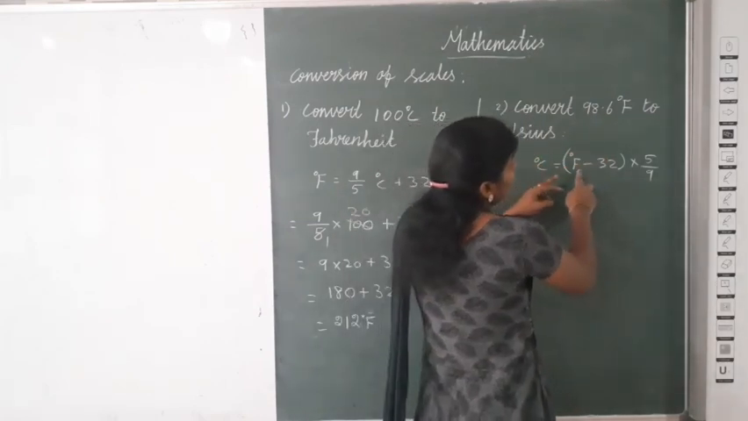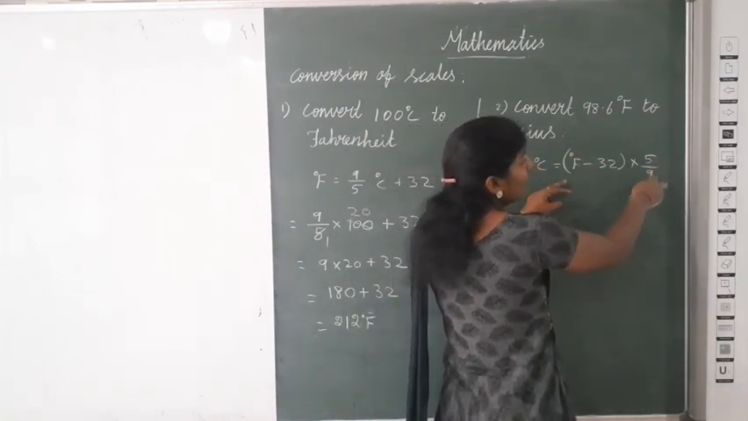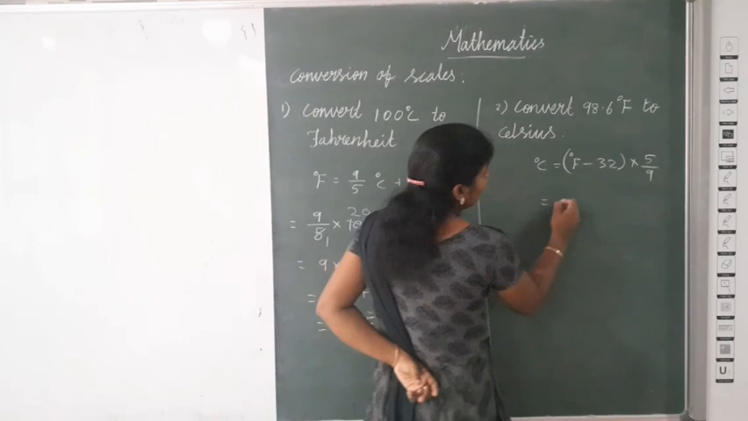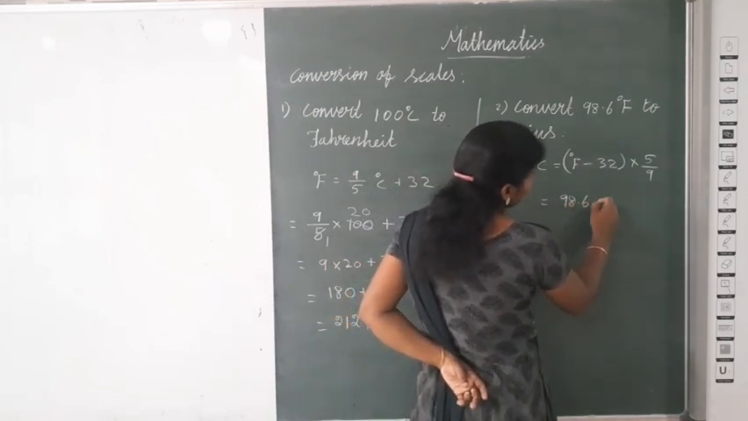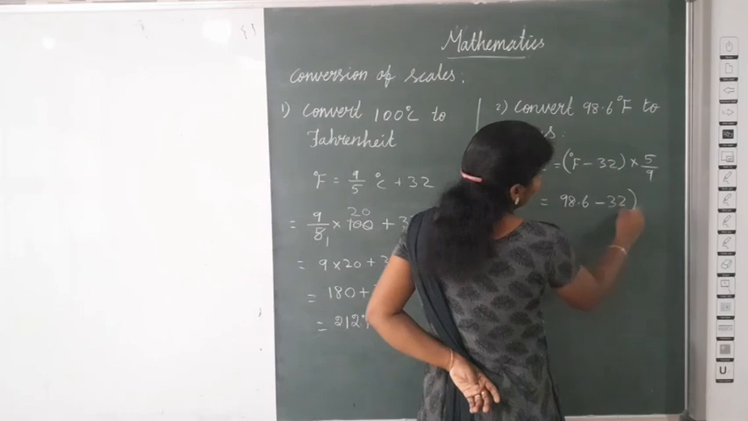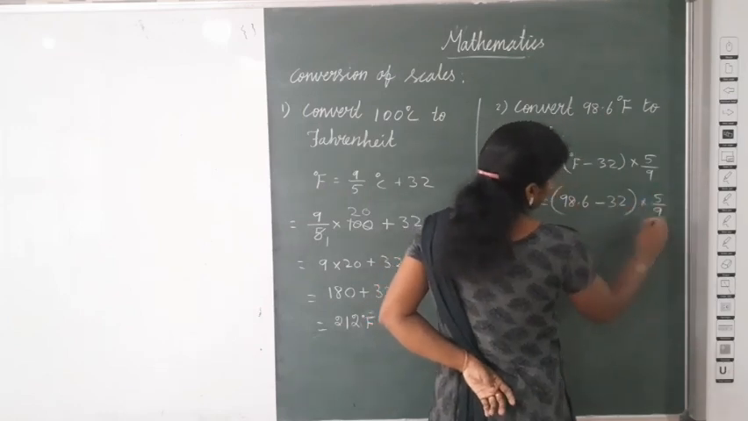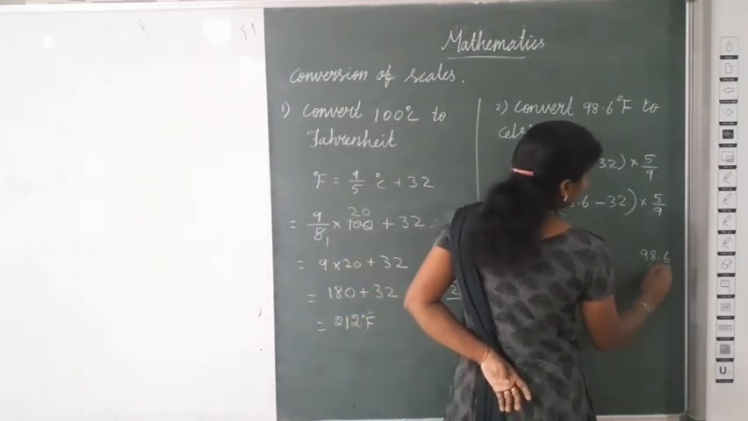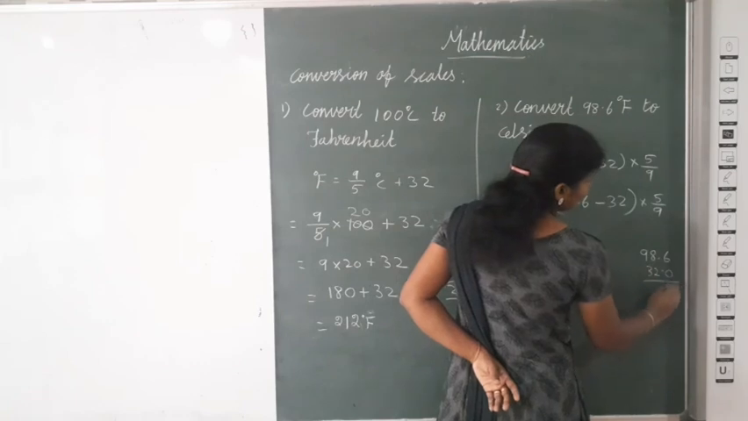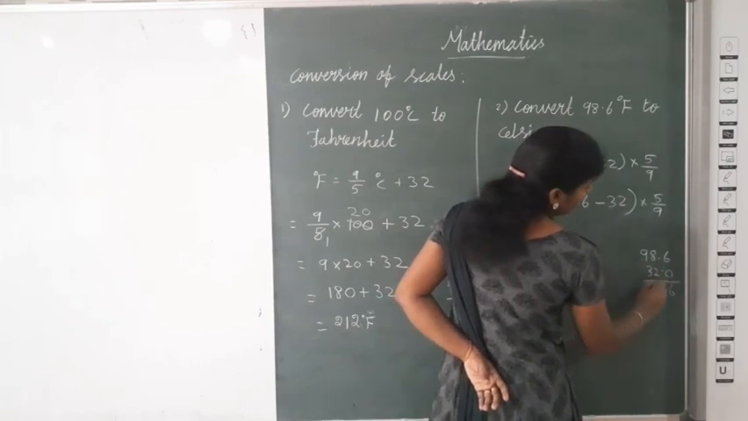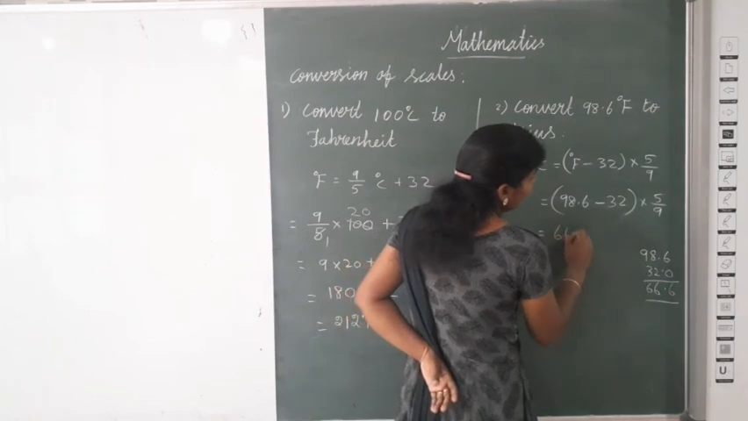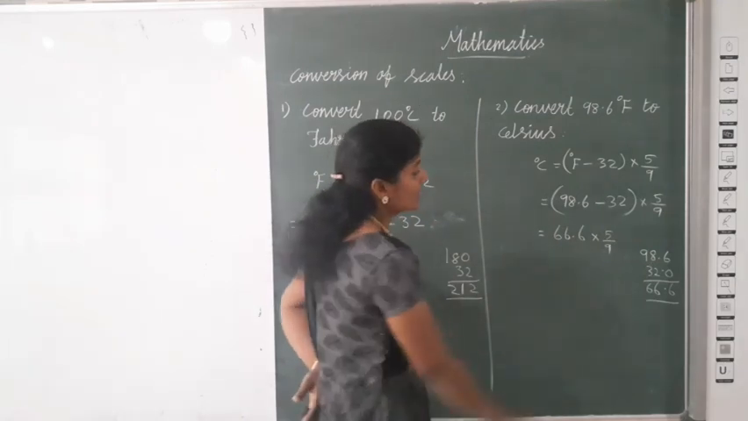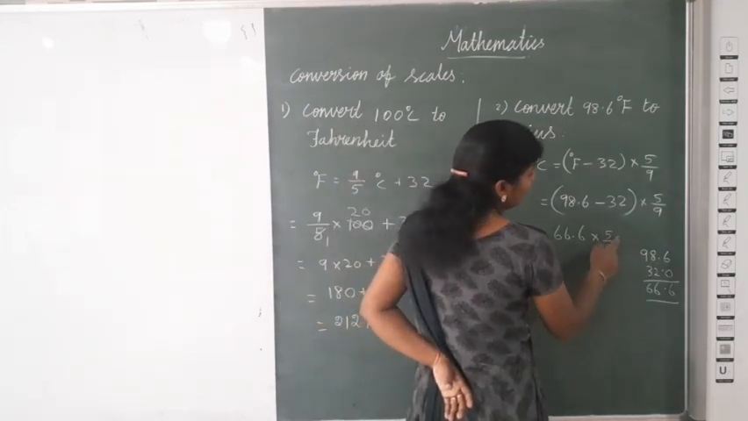What's the formula? Degree Fahrenheit minus 32 into 5 by 9. Now here Fahrenheit is 98.6. So 98.6 minus 32 into 5 by 9. First preference for the bracket, so we can subtract 98.6 minus 32. 6, 6, 9 minus 3, 6. Equal to 66.6 into 5 by 9.